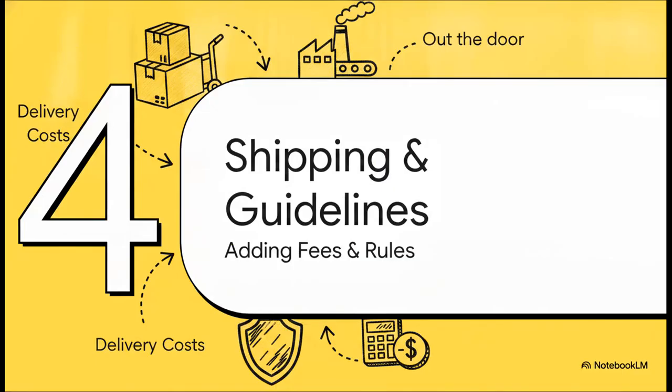Section 4. Shipping charges and guidelines. Adding fees and checking rules. So, our discounts are applied. We've got our net price. Now we absolutely have to layer on the delivery costs and make sure our final pricing actually respects corporate policy.